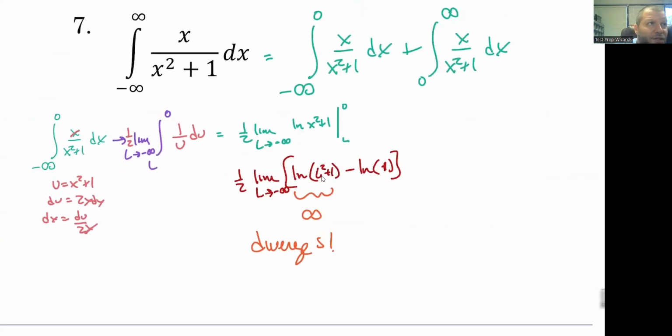And because this thing diverges, we don't even need to worry about this other side, right? This thing here, who cares? It's going to diverge as well. The thing should be like symmetric, right? Is this thing symmetric to the x-axis? I mean, y-axis? Yeah, probably.